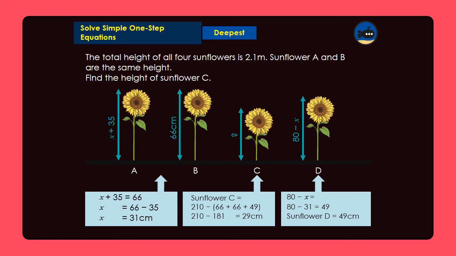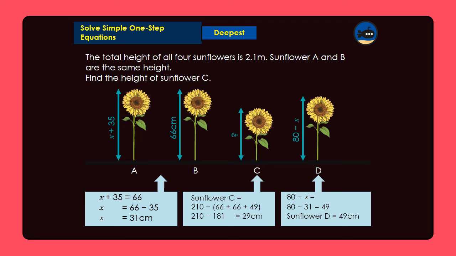And you might think, but wait, where do we get our 210 from? Well, go back to the original question and look at what we know. We know that all of the sunflowers together equal 2.1 meters, which is the same as 210 centimeters. Now, because the others are being measured in centimeters, we need to make sure we're comparing them using the same measure. And it's a lot easier when we do our calculations.